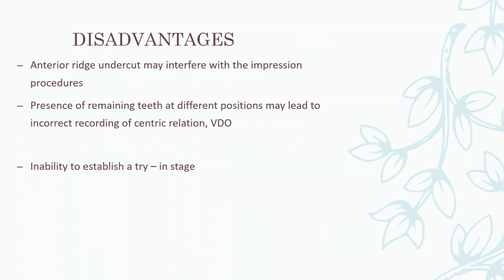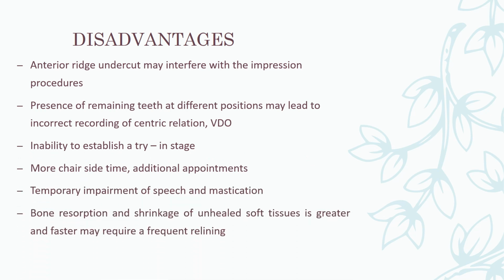Okay, anterior undercut. The ridge may interfere with the impression procedure. Yes, because it's a freshly extracted socket, which is not compressed in a total form. You understand? So yes, undercuts can create issues. Presence of remaining teeth at different positions. Yes, this is seen frequently in patients with different occlusions, mobilities, grades and levels of attachment loss. This may lead to incorrect recording of the centric relation. Yes, you have to make sure and correct this step. You have to be careful, rather.